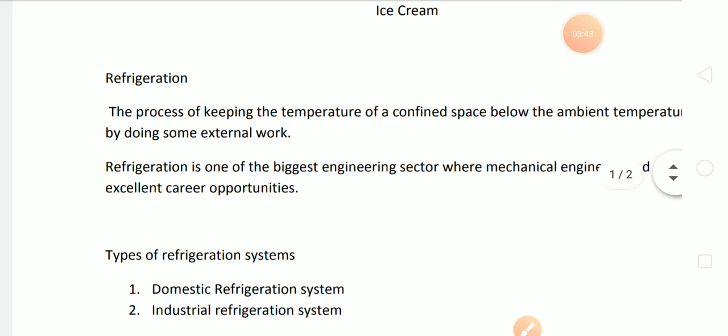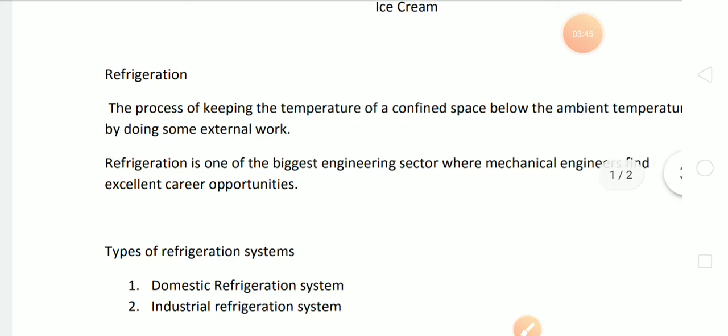Now moving to the basic topics of your syllabus, I want to say some important points. Refrigeration is one of the biggest engineering sectors where mechanical engineers can find excellent career opportunities. What we know about refrigeration is a simple fridge at home, or a small freezer in a shop where, when we go and buy ice cream, they take that ice cream from the freezer and give it to us. That is a domestic refrigerator model. A domestic refrigerator means the refrigerator that we use at home.